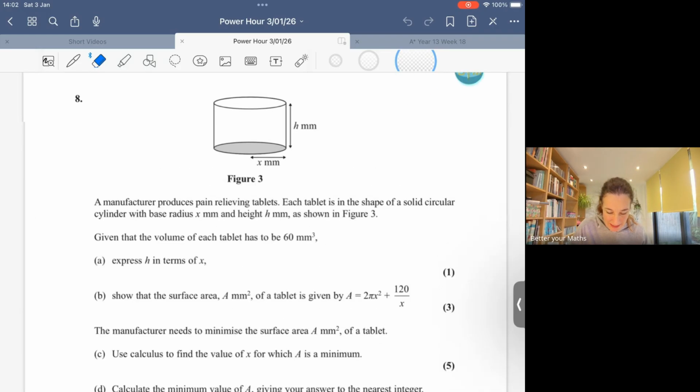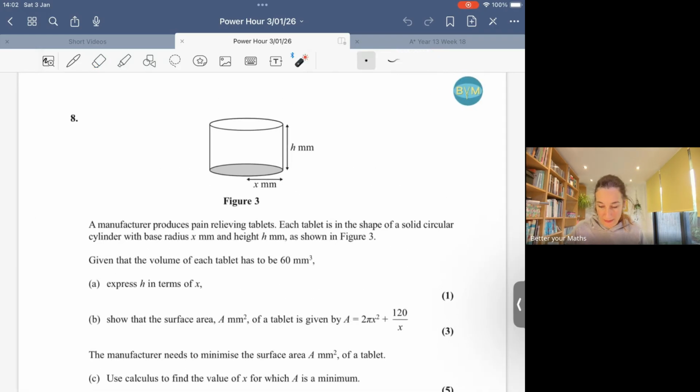Okay, so everyone, this is a super typical differentiation question, so it's very likely that you'll find something quite similar. We have a manufacturer producing pain-relieving tablets. Each tablet is the shape of a solid circular cylinder, where the base radius is x and the height of the cylinder is h. Given that the volume of each tablet has to be 60 millimeters cubed, and I would highlight this information so you don't forget we're going to use it, we have to express h in terms of x.